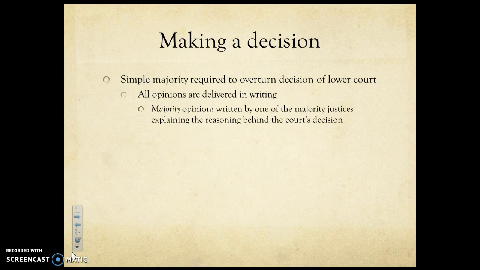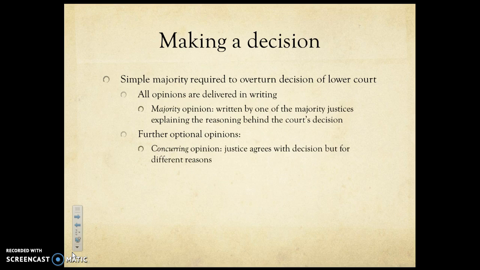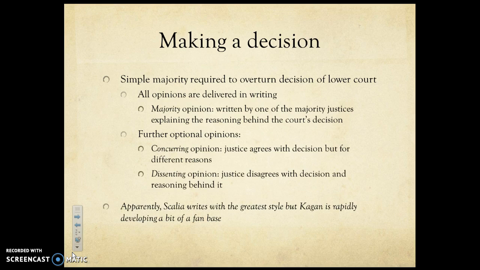All opinions are delivered in writing. There's a majority opinion, and there may well be a dissenting opinion or a concurring opinion. These are written by individual justices. Scalia writes, everyone's very impressed by him. Kagan is developing a bit of a fan base, but that's it. So it's a majority decision. Most of the contentious ones we've been looking at recently are 5-4, and of course that one is Kennedy. There will be a majority opinion. There may well be concurring and dissenting opinions, but it's the majority one that we're really interested in.